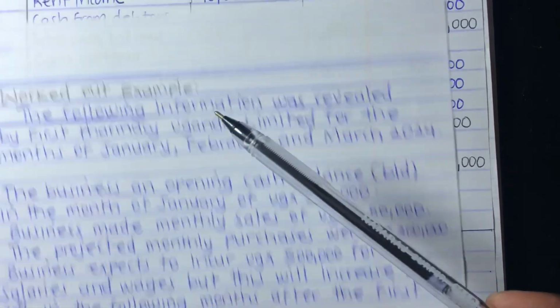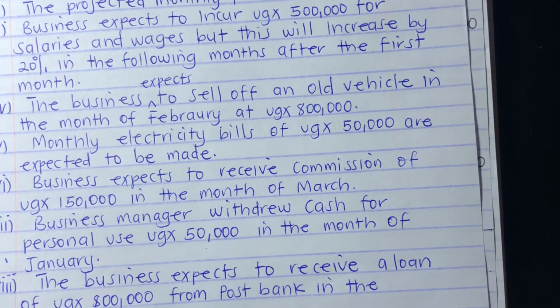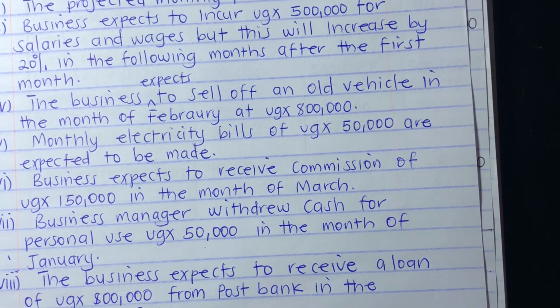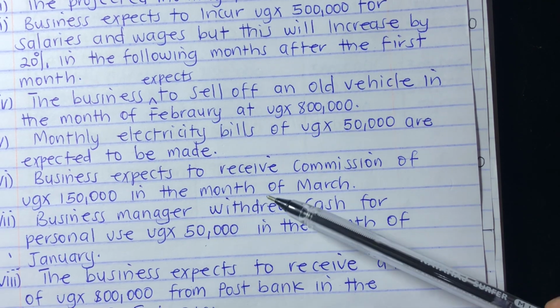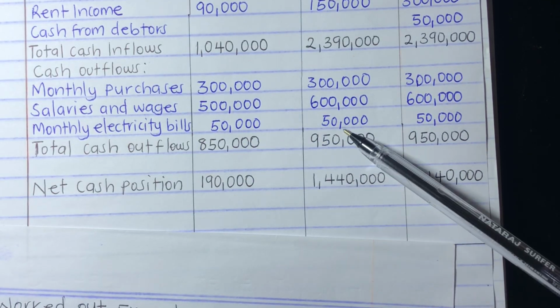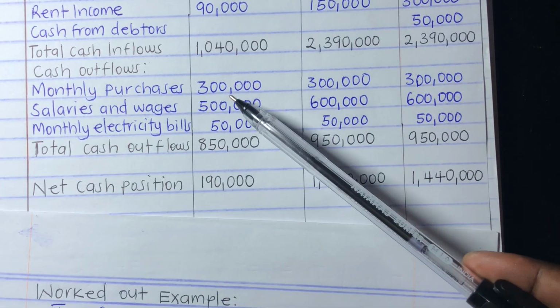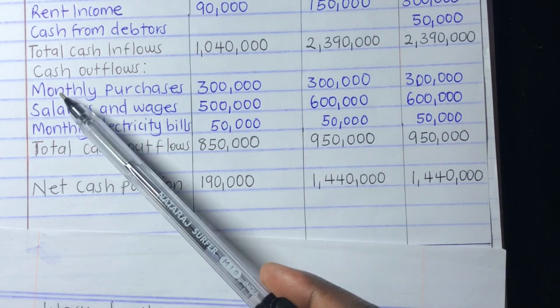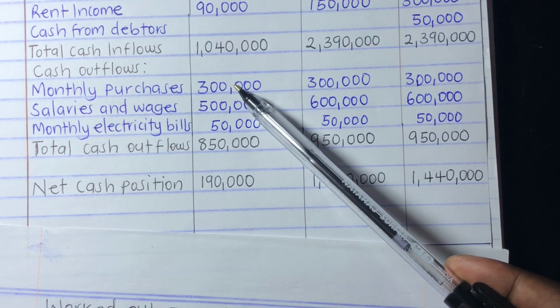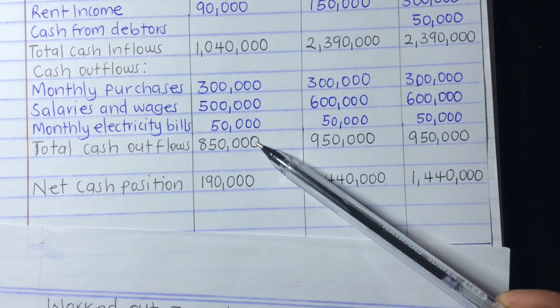Our last cash outflow is Roman. We have electricity bills, and they were 50,000. They were monthly electricity bills here. So we add up the cash outflows in the first month. 300 plus 500 plus 50, we get 850,000.